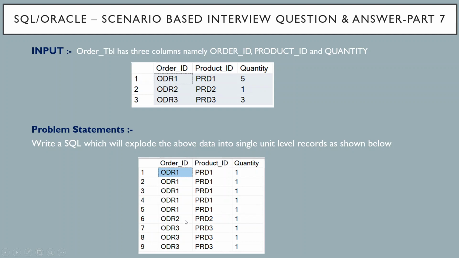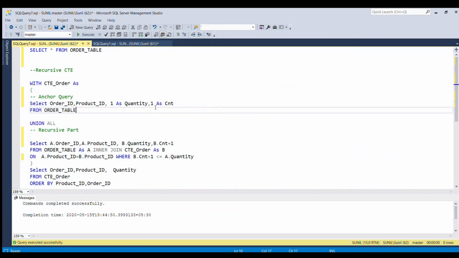Now let's see how we can solve this question in SQL Server. So we can solve this problem by using recursive CTE. In recursive CTE, basically there are two parts. The first part is the anchor query. Actually, this is the base query, the result of which will be used in the recursive part. So this is our recursive part. First we'll start with the anchor query.